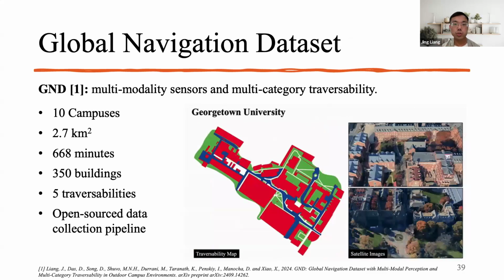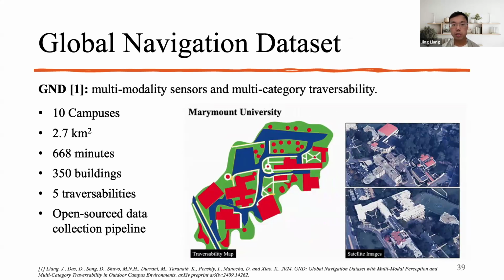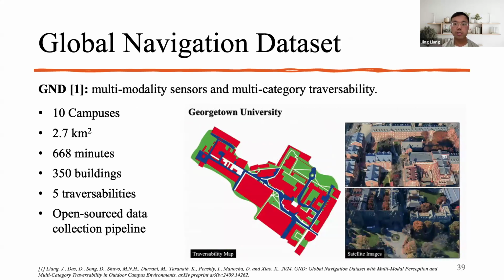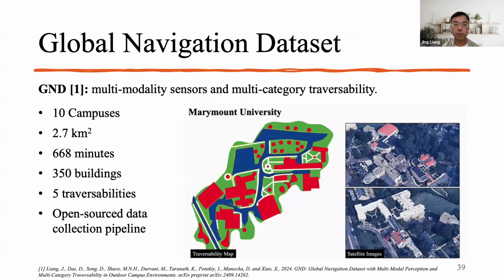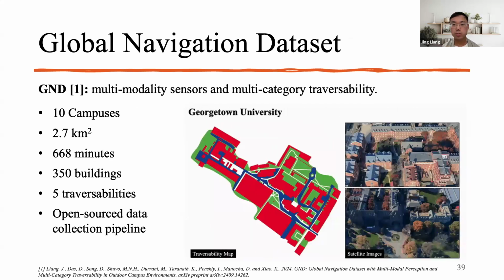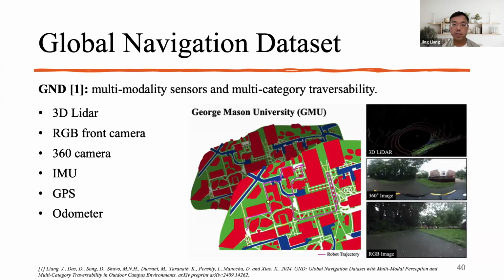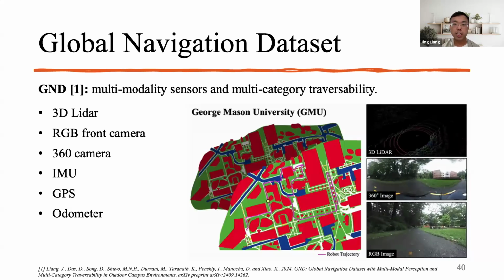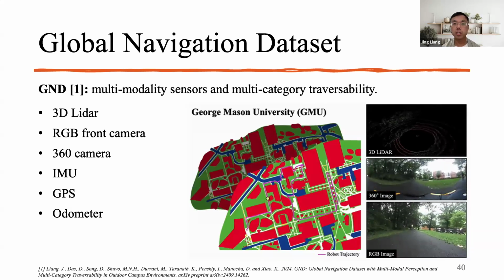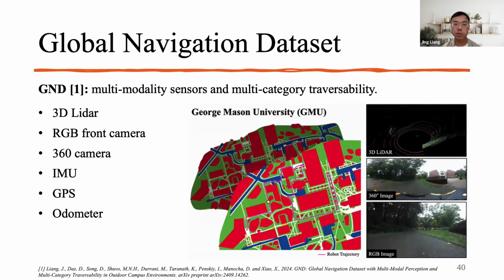For the dataset issue, we propose a new global navigation dataset with traversability. We covered 10 campuses around the DC area, including 668 minutes of raw data with 350 buildings. We also open sourced the data processing pipeline to encourage contributions from other users. In the dataset, we have 3D LiDAR, RGB camera, 360 camera, GPS, IMU, and odometer data. The right-hand side shows a sample of the GMU campus.